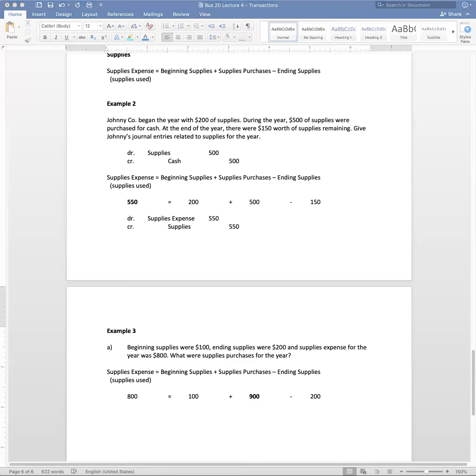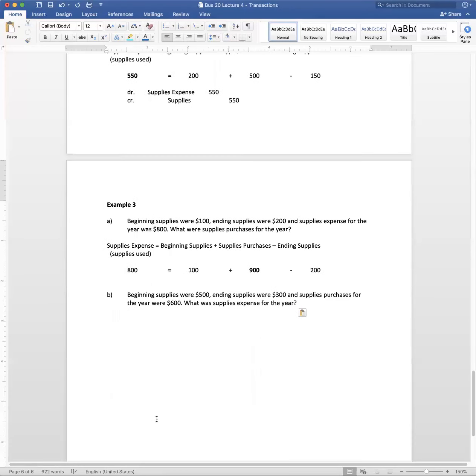Let's try another one. So for B, beginning supplies were $500, ending supplies were $300, and the purchases were $600. So what's the supplies expense? All right, so put that in. We know the beginning supplies are $500, the ending supplies are $300, and the purchases are $600. So that means our expense has to be $800.